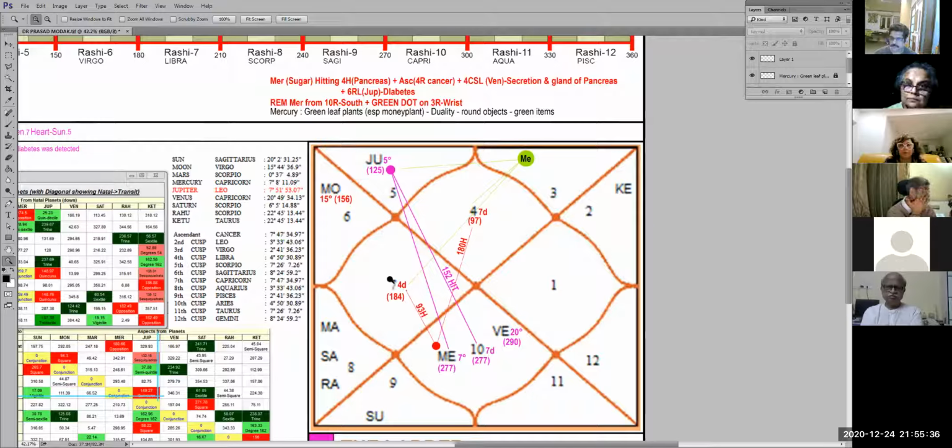victims. So what I told him was, for Mercury, check for green leafy vegetables, especially the money plant, duality, because that is also a Karak Tattva of Mercury, round objects, green items, from the 10th Rashi, and put a green spot on the third Rashi, which is the wrist. Third Rashi is aeroplane, if you remember. Aeroplane and wrist will also come.